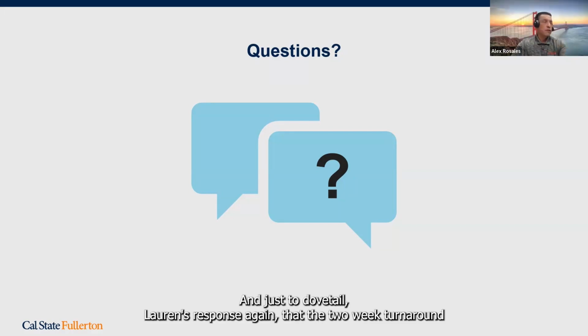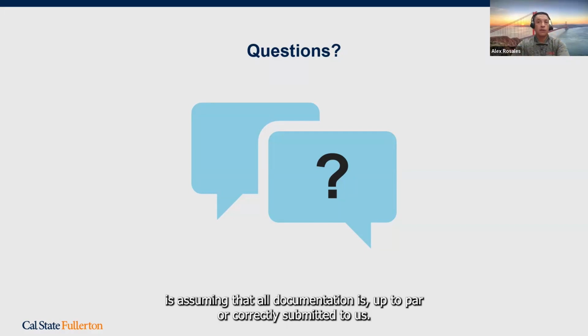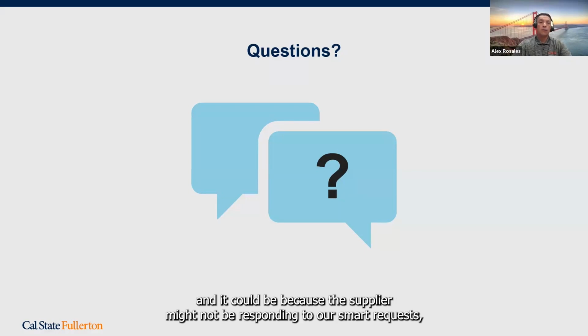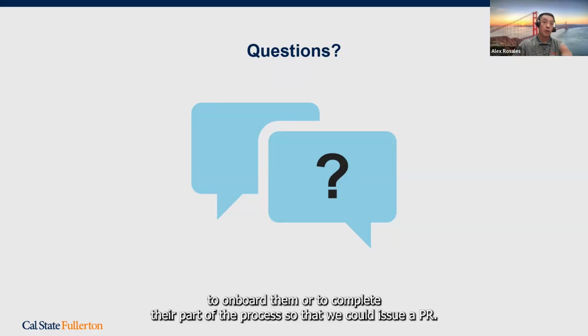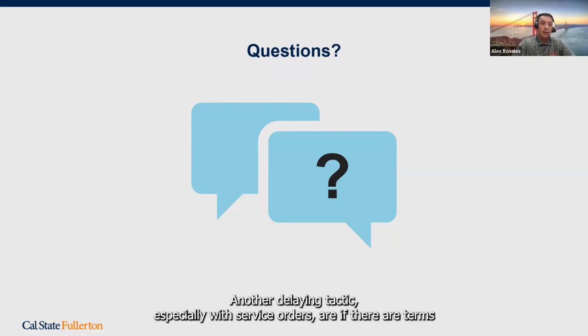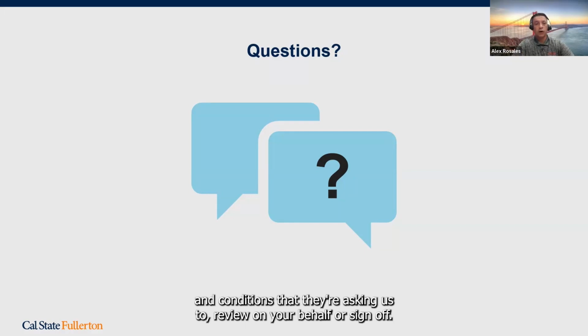And just to dovetail off Lauren's response, again, the 2-week turnaround is assuming that all documentation is up to par or correctly submitted to us. Unfortunately, sometimes that could expand a little bit more, and it could be because the supplier might not be responding to our Smartsheet requests to onboard them or to complete their part of the process so that we could issue a PO. Another delaying factor, especially with service orders, is if there are terms and conditions that they're asking us to review on your behalf or sign off.